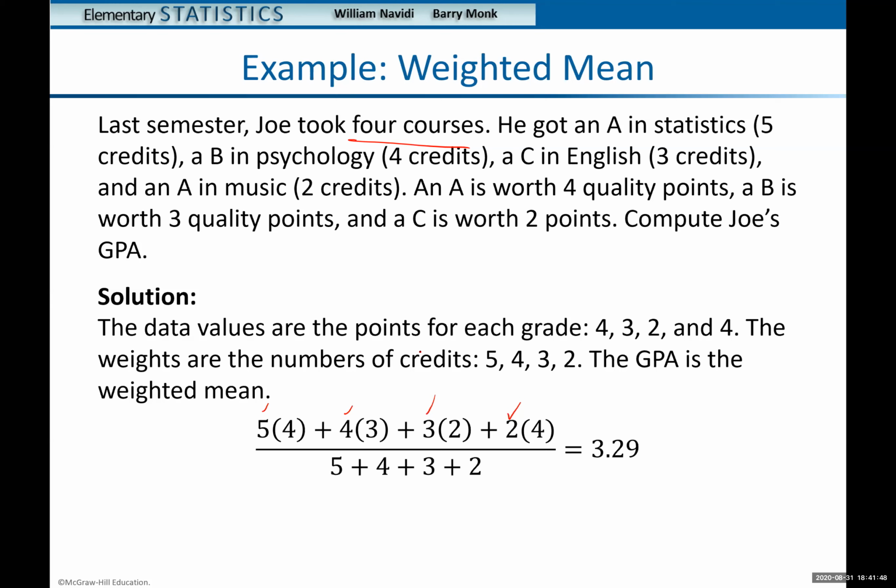And the grades corresponding to the points: A in statistics, A is worth 4 points. Psychology, B is worth 3 quality points. And then C in English, and a C is 2 points. And music, A, so that's why again it's 4 points. Then divide by the weights. The weights are the credits, 5, 4, 3, and 2, and you will get a GPA of 3.29.